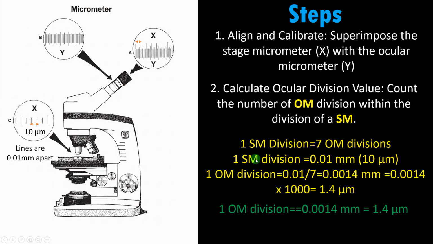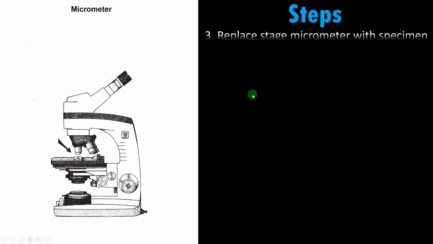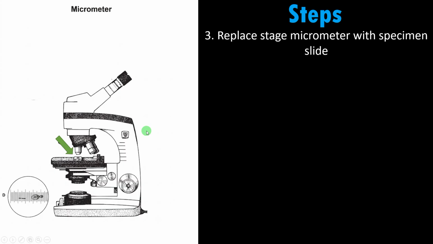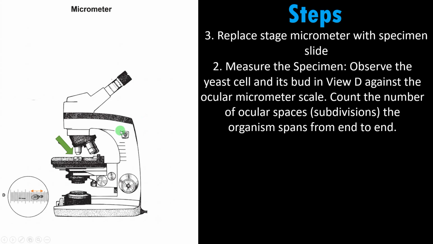Now let us calculate the length of the specimen. Replace the stage micrometer with the specimen slide. So this is the specimen slide. So you can see a yeast cell with a bud. Step 2 is measure the specimen. Observe the yeast cell and its bud against this ocular micrometer that is placed inside this eyepiece. Count the number of ocular micrometer divisions that this organism or yeast cell and the bud spans from end to end. So let us count these together.